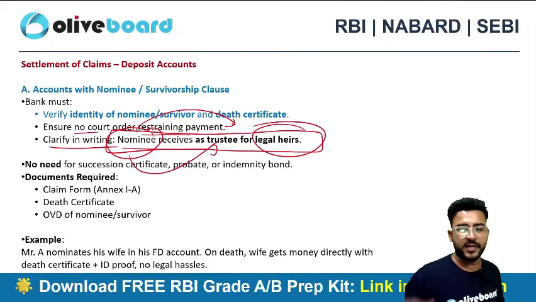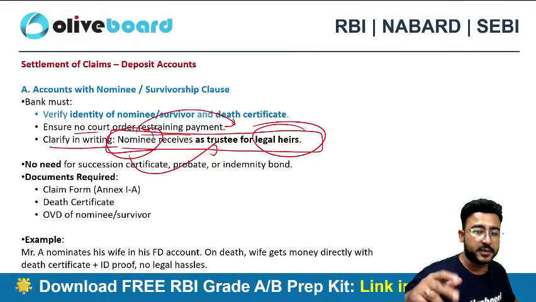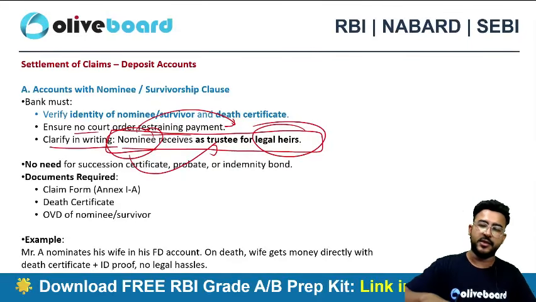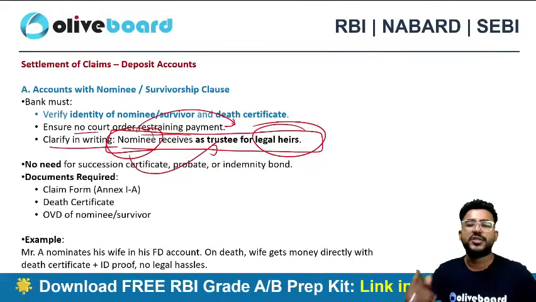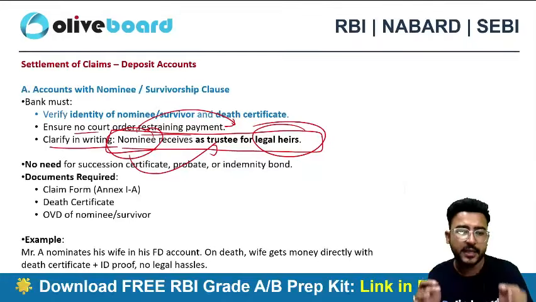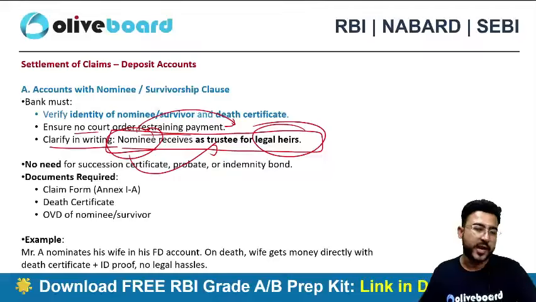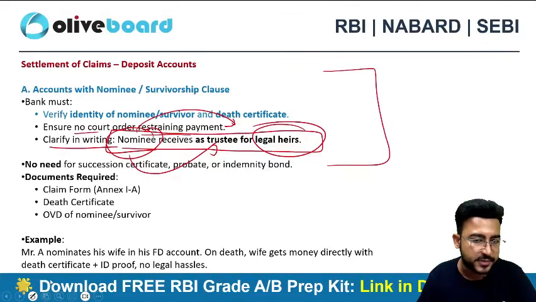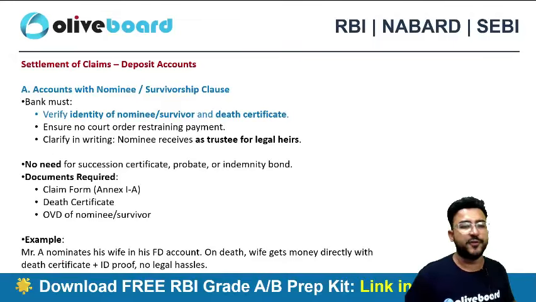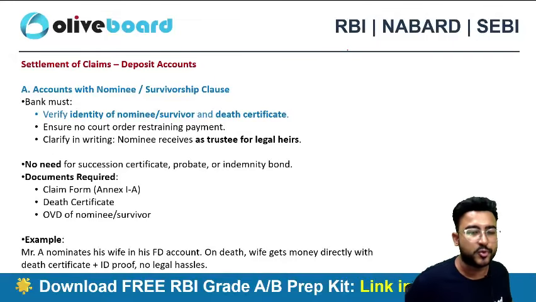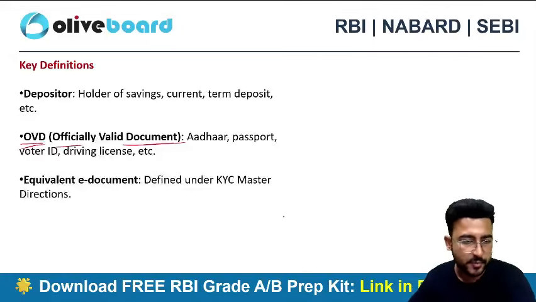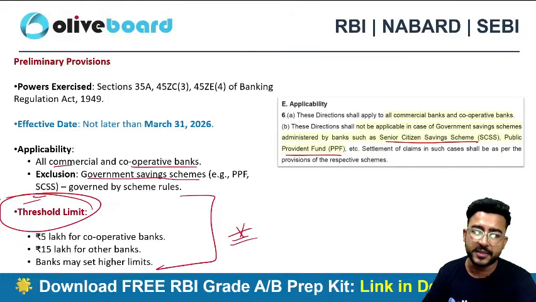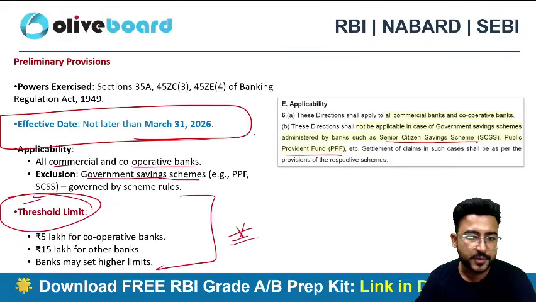There are cases where legal heirs and nominee are the same, but technically, if a person is a nominee, they are a trustee of that money. He or she needs to distribute it to the real legal heirs. That's what the law is. So it's clearly stated here, clarify in writing that the nominee receives as a trustee for legal heirs. I'm already telling you that it's too process oriented. So the most important thing as per my understanding is this threshold. You need to remember this threshold. You need to remember this date.